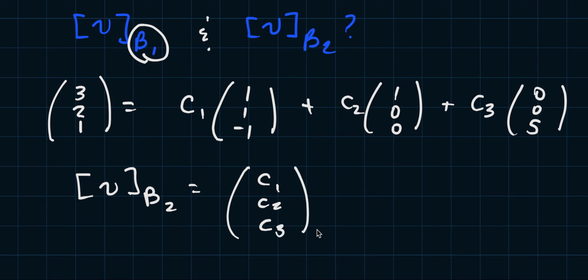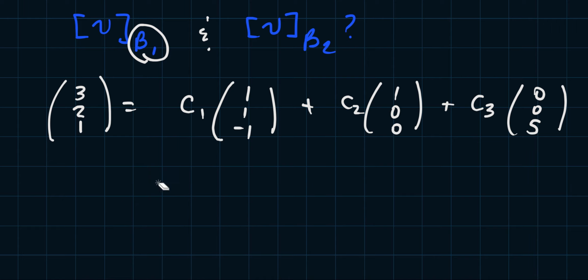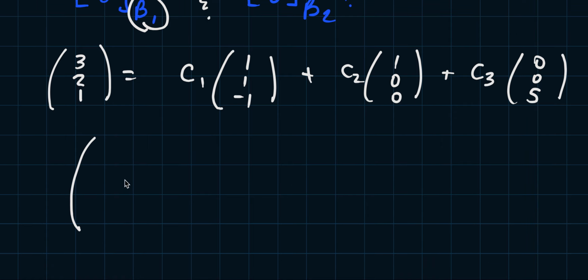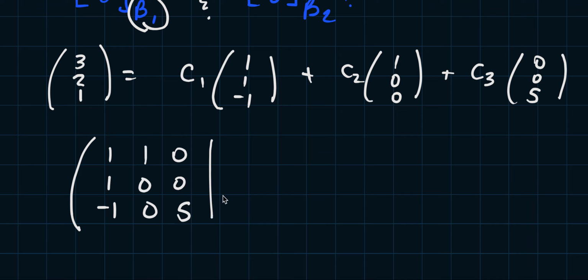So how can I find them? See if you can find them, and then you write down what you think the coefficient matrix is, and then check it with my answer. So pause the video and do that. Okay, to find C1, C2, and C3, all we have to do is solve the augmented matrix. So put it in reduced row echelon form. 1, 1, negative 1. 1, 0, 0, 0, 0, 5, and then put 3, 2, 1 here.